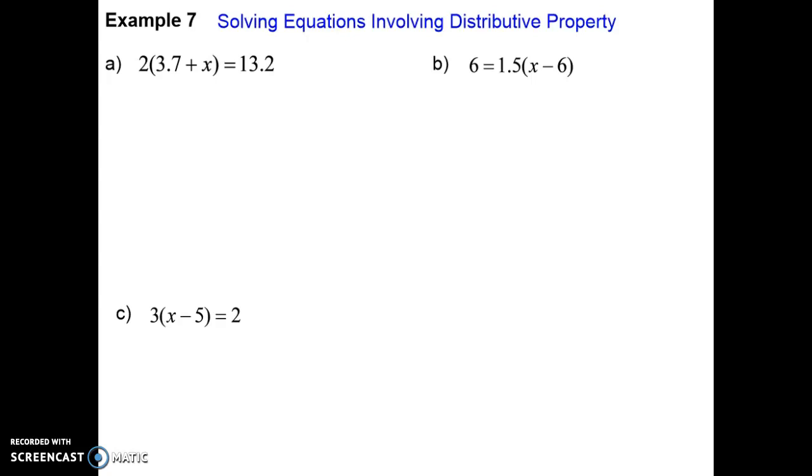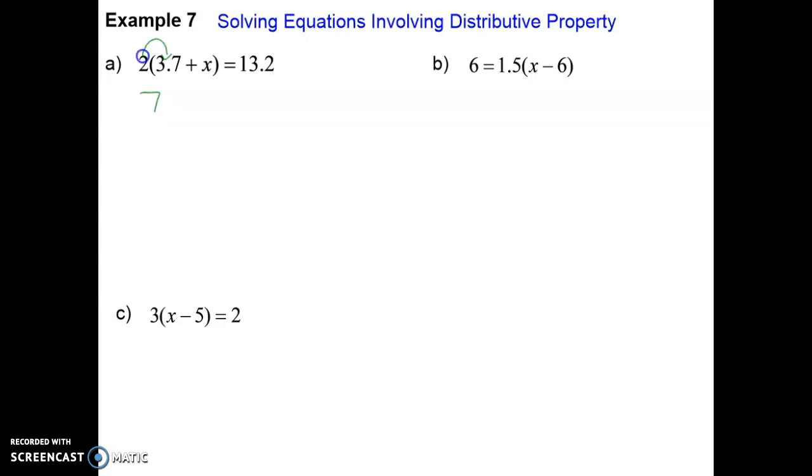For example 7, we're going to be solving equations using the distributive property. What we need to do here is multiply the numbers outside the brackets by every term inside the bracket in order to get rid of the brackets and then be able to solve our equation for x. For a, we're going to multiply 2 by 3.7.